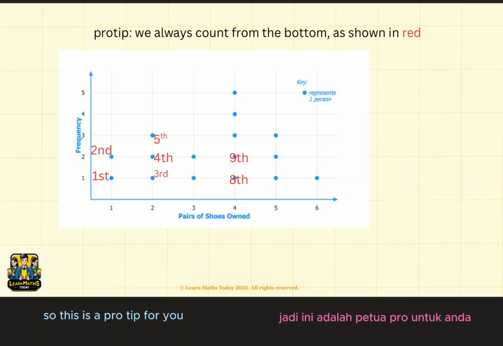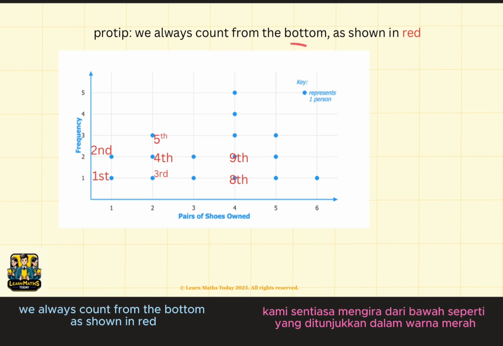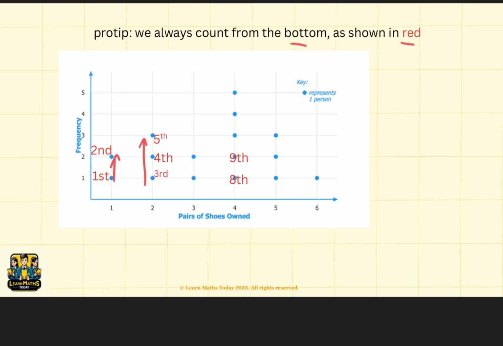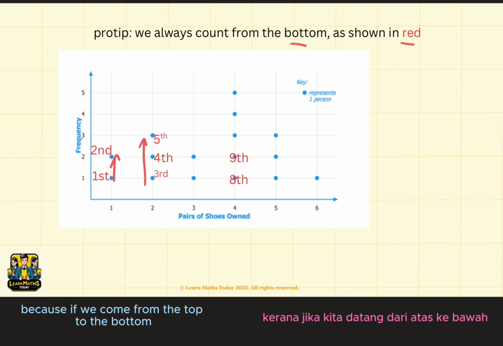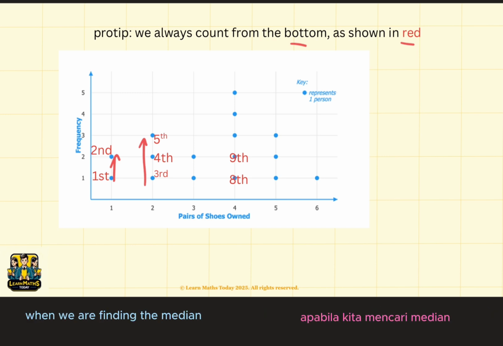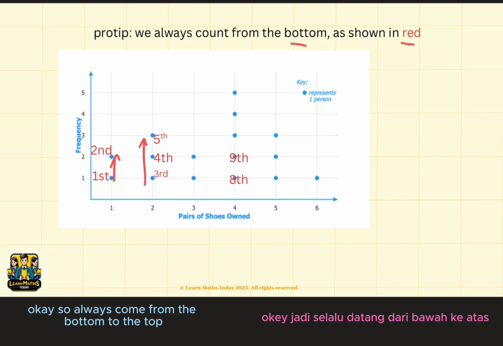So here's a pro tip for you. We always count from the bottom, as shown in red. So we count from the bottom to the top. This is very, very important, because if we count from the top to the bottom, we might make some errors later when we are finding the median. So always count from the bottom to the top.